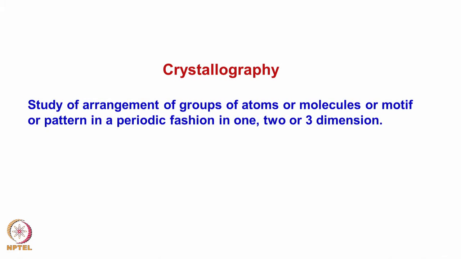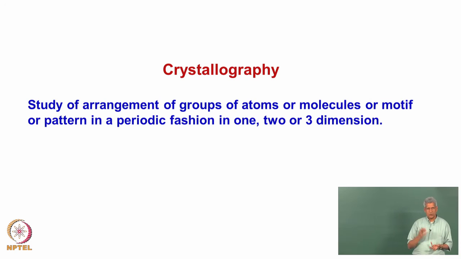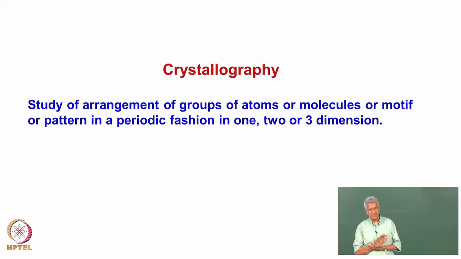What is the basic definition of crystallography? Crystallography is nothing but the study of arrangement of atoms in a periodic fashion. It could be an atom, it could be a motif, an asymmetric unit, or it could be a group of atoms which constitutes a molecule. There are various types of them. This could be in 1 dimension, 2 dimensions, 3 dimensions. This you might have studied also. Periodicity of various dimensions is possible.